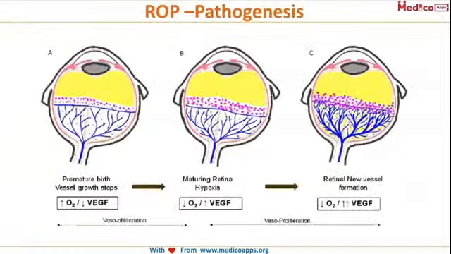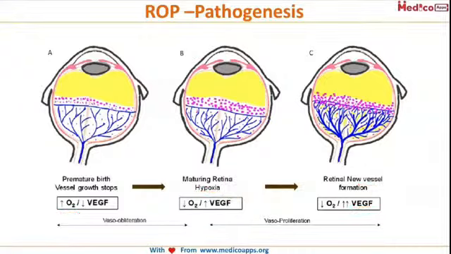Okay. Now, let's look at this picture. There is increased oxygen supply in the NICU, which causes hypoxia due to vasoobliteration. So, this results in increased supply of VEGF, and when there is VEGF, there are new vessels, and then there is your tractional RD. Okay.